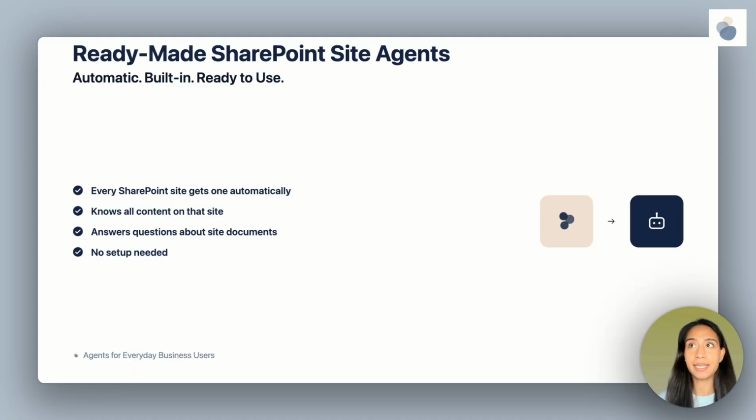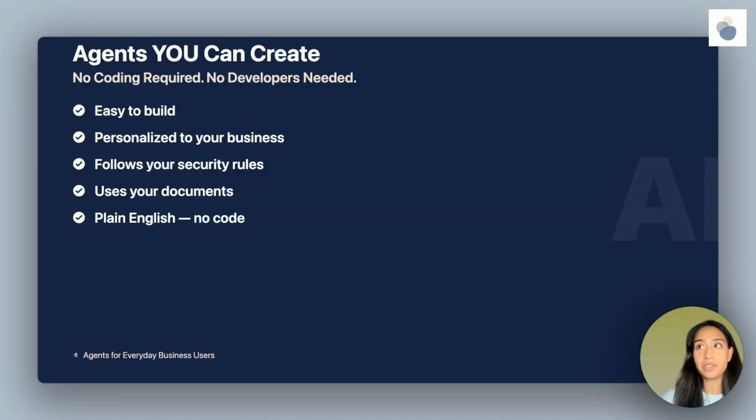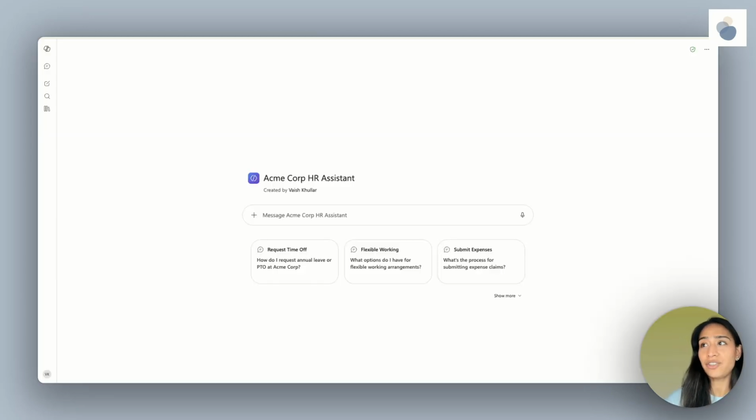The next type of agent is your ready-made SharePoint site agents. They are automatic, they're built in, and also they are ready to go. So every SharePoint site automatically has one, and it knows all your content, answers questions about site documents, and there is no setup needed. Here you can see me typing into the Copilot SharePoint agent. The next is agents you can create. So they are easy to build, personalized to your business, follow your security rules, and use your documents. Also, again, no code. Here is an HR assistant we created in our earlier videos, which we created without a single line of code.